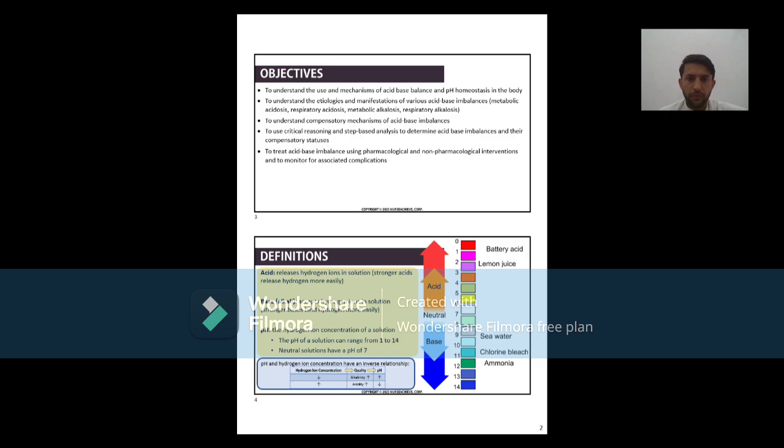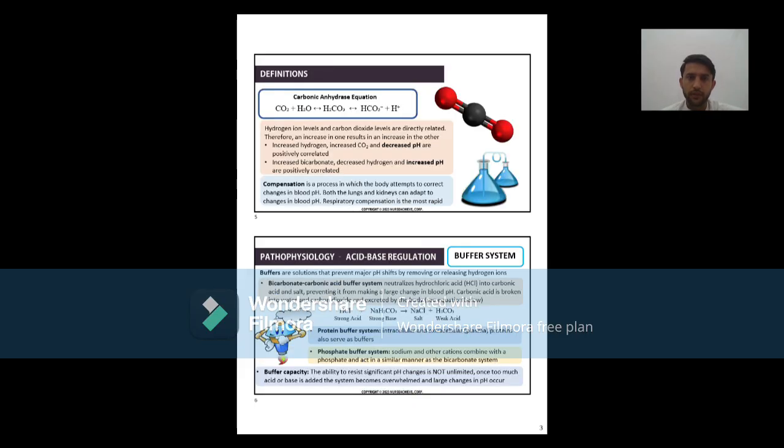The recommended and average pH is 7, which is normal for water. The acidic environment is most commonly present in battery acid and lemon juice, and seawater, chlorine, bleach, and ammonia go toward the basic. pH and hydrogen concentration have an inverse relationship. When the pH goes up, the hydrogen ion will go down. When the pH goes down, the hydrogen ion will go up.